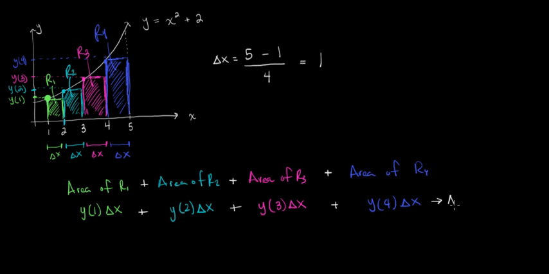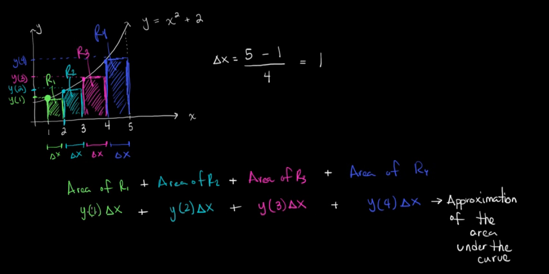So this would give me some type of approximation of the area under the curve. That's pretty good. So we have a formula now that can tell us what a good approximation would be under the curve.